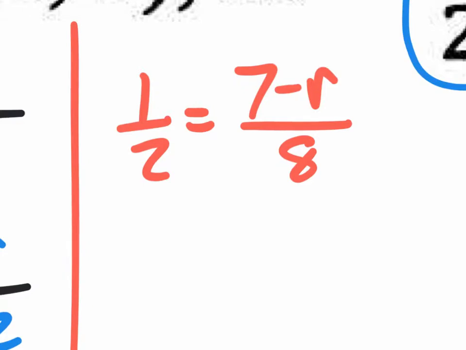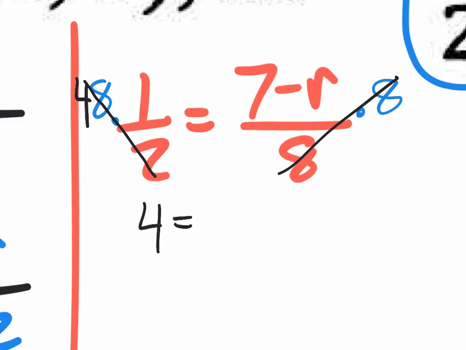Let's get the r by itself. What's my first move to get the r by itself? Times what? 8. All right, and the 8s will cancel. What I do to one side, I must do to the other. Now, 8 over 2 does cancel. What do we get? 4. That's right. So we really have the new equation, 4 on the left equals 7 minus r on the right.